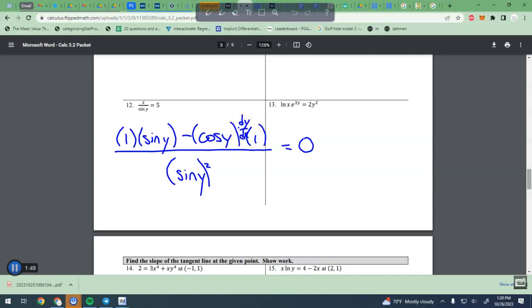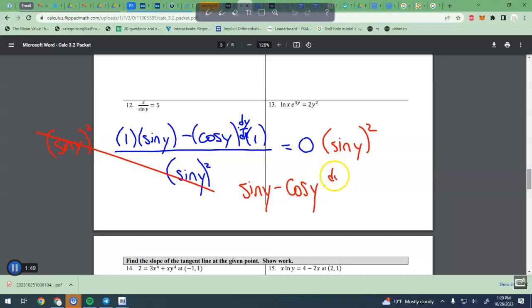And the reason that this turns out easier, in my opinion, is because the denominator just doesn't matter, basically. So if I multiply both sides by sine of y squared, on the left those cancel, and on the right you just get 0. So it's just sine of y minus cosine of y times dy dx equals 0.